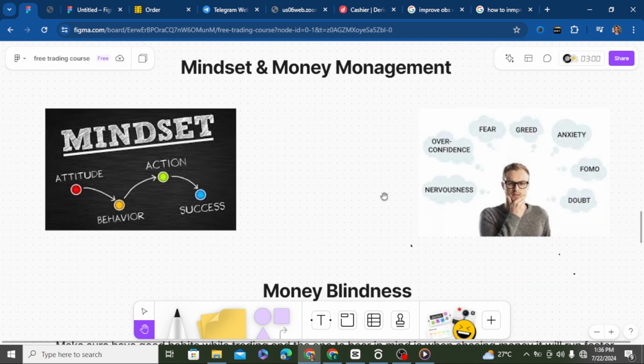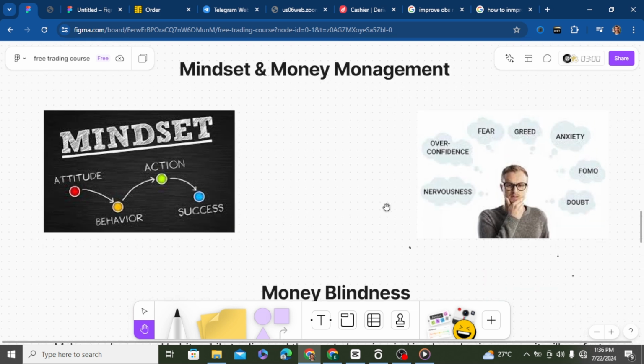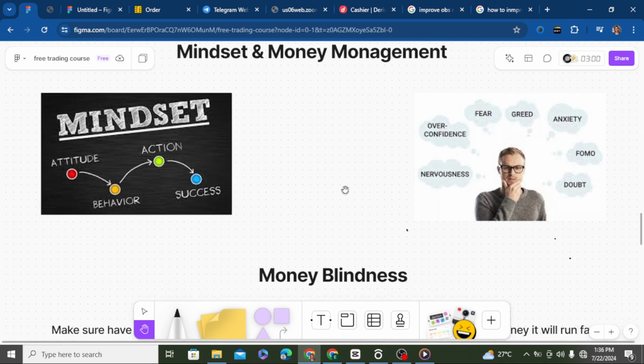Now, this is what I call money blindness. This guy that has nervousness, this guy that has overconfidence, fear, greed, anxiety, FOMO, doubt, it all boils down to money blindness. And what is money blindness? It is literally when you are blinded by the money you want to gain from the market, or the money you want to collect from the market.